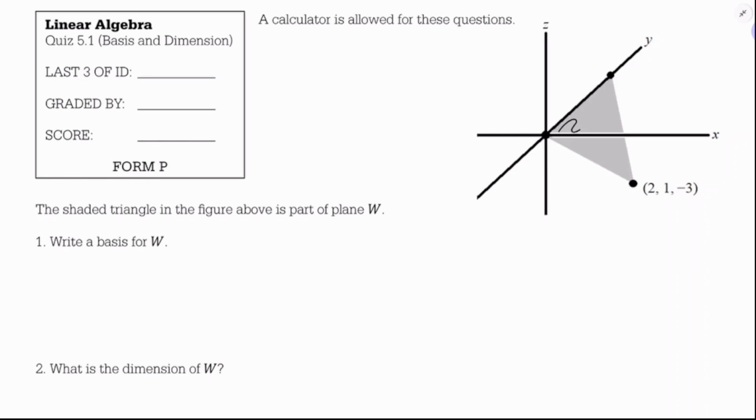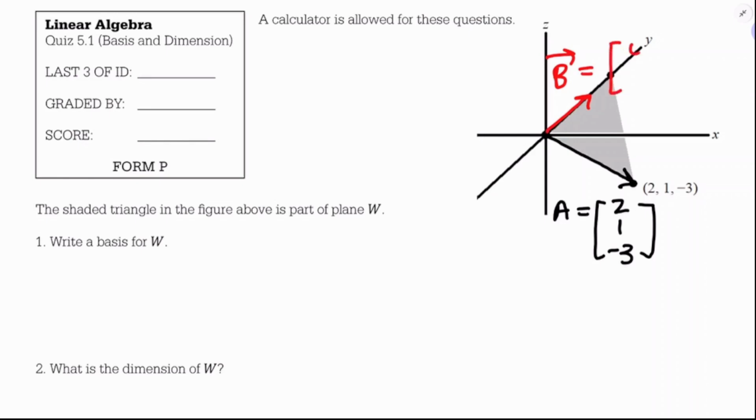Okay, cool. So we've got this vector here that's in W, this 2, 1, negative 3 vector. We'll call it A. And it seems like the y-axis is also part of W, so I'll just draw a vector right here and call it B. If I chose it the right length, I could choose B being a unit vector, and that might be nice. So I'll say it's on the y-axis, so maybe it's where y is 1 and everything else is 0.